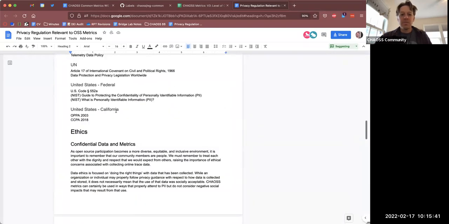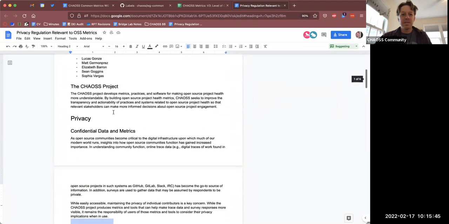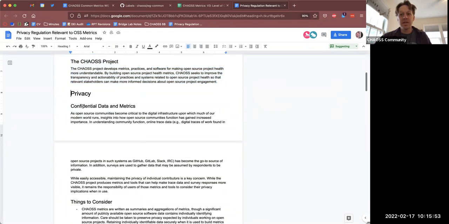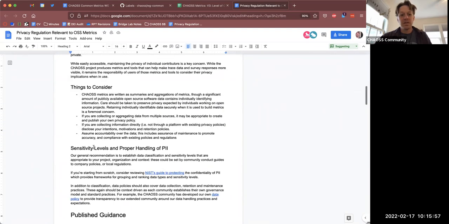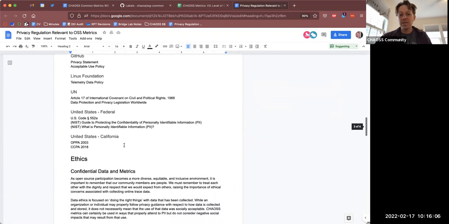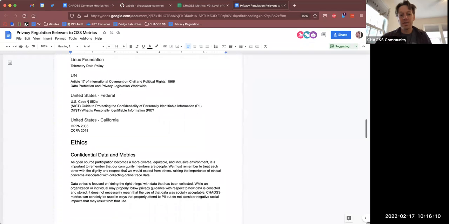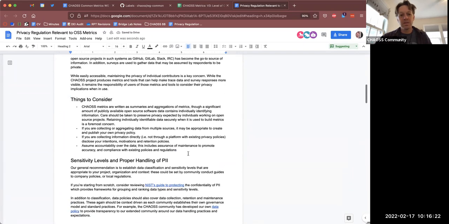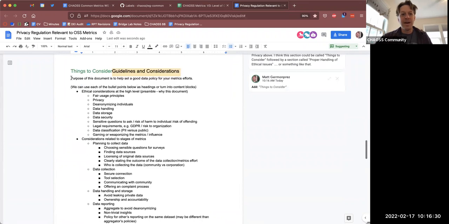That's about it. So what I'm kind of proposing is a document that has this top stuff, and then we have a section on privacy with the subheader, confidential data and metrics, things to consider, and some heading specific to privacy, and then any published guidance. We follow the same subheading approach under ethics. So this would actually be, instead of guidelines, this would be things to consider. And we'd have this list like we have here. So the work is getting this, I haven't touched this yet, into a smaller list and in some narrative form. What do people think of this approach?